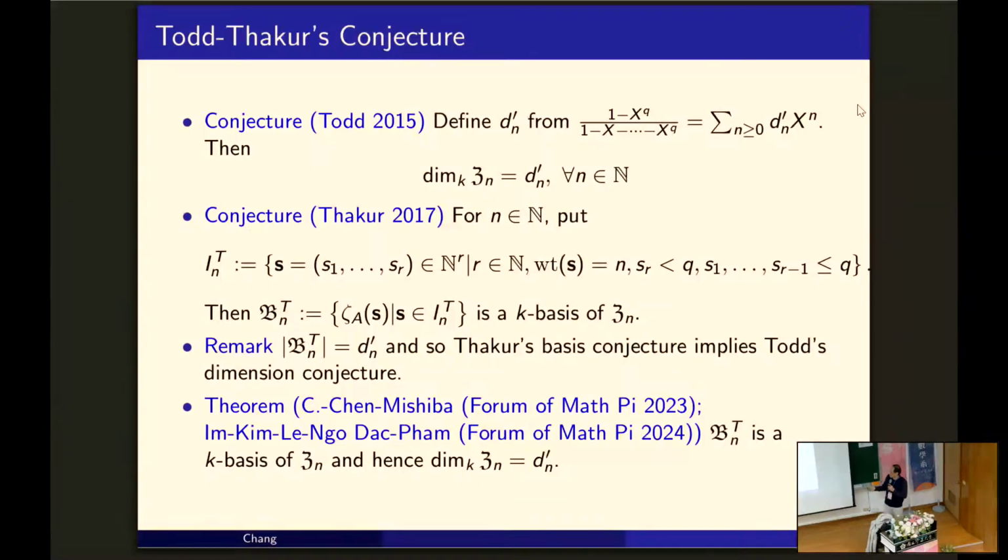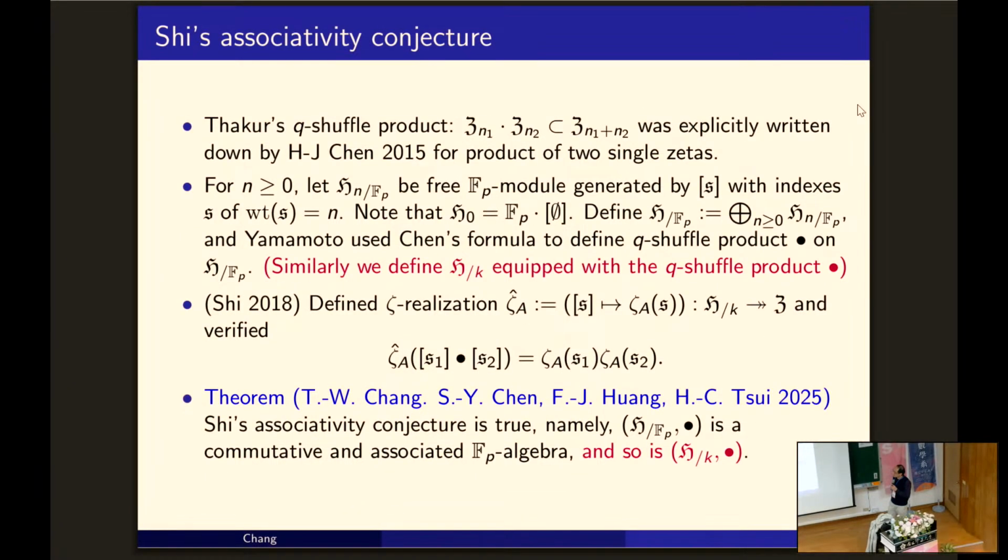So how to describe the relations? Actually, Thakur showed that the product of two MZVs can be written as a linear combination of MZVs of the same weight, but his proof is just an existence result. But Chen gave a concrete formula for the product of two single zeta values. Later on, Yamamoto used Chen's formula to define an abstract multiplication law, the so-called q-shuffle product.